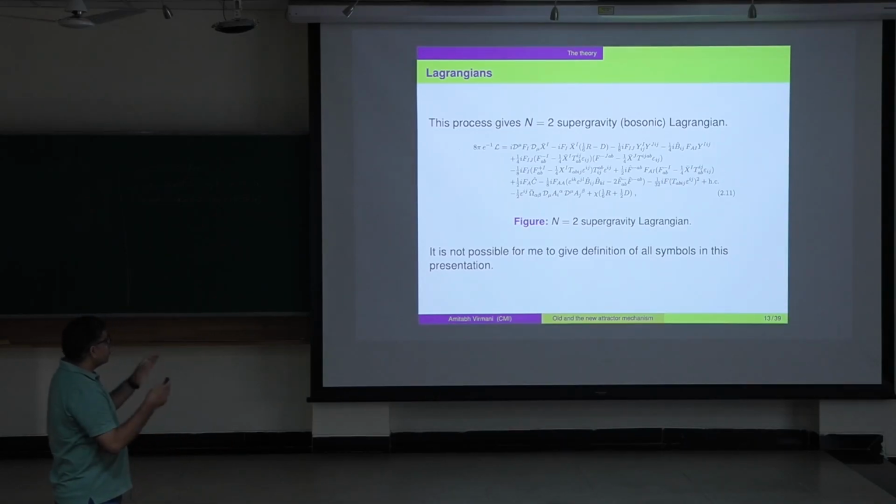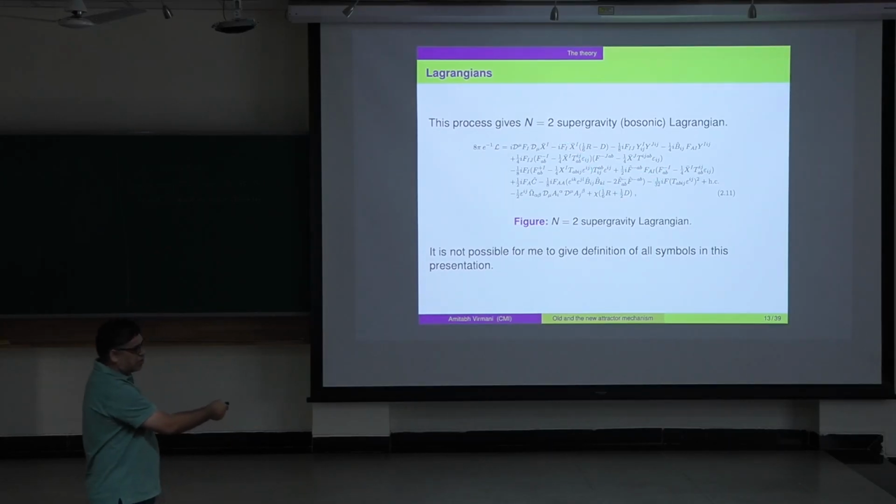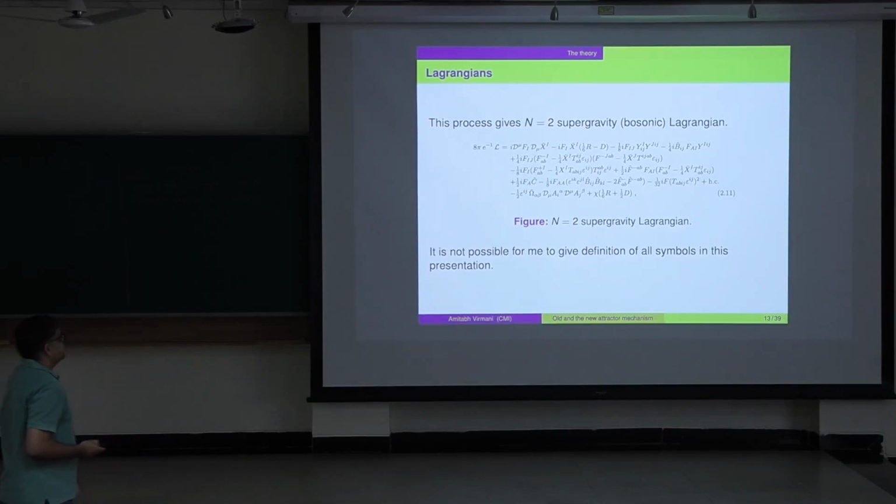Okay, so this one goes through this process. It's a complicated process, and one finds this very cumbersome looking Lagrangian. It has many f's. We don't need to know the definition of all these things. It is really not possible to give the definition of all symbols in this presentation, but this is the kind of Lagrangian. So here is the Ricci scalar. So this is one term. Here is another Ricci scalar, and then there are many A-hat terms. These are the terms which will give rise to higher derivative corrections.